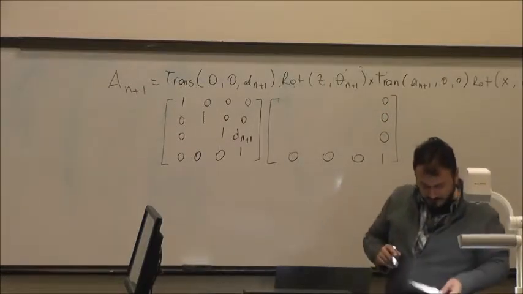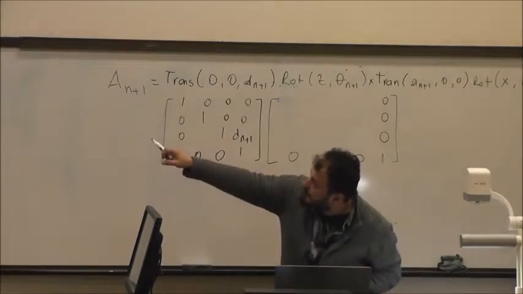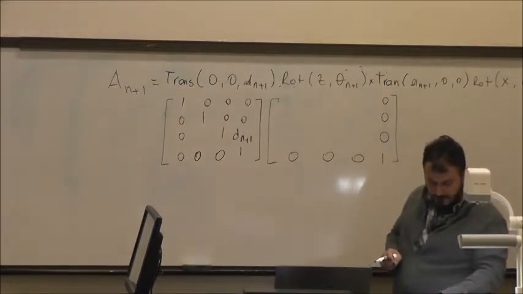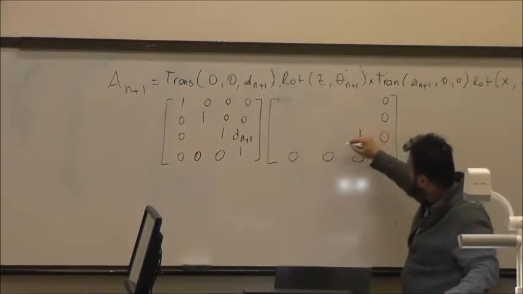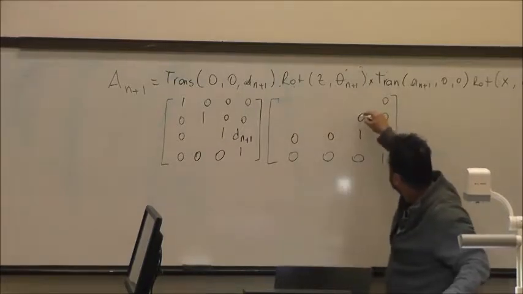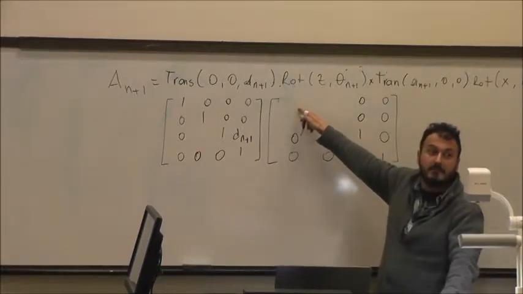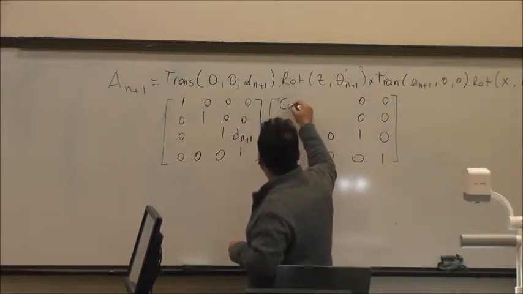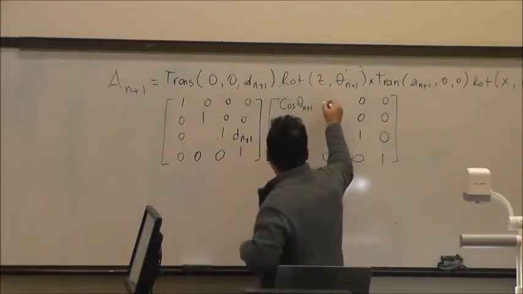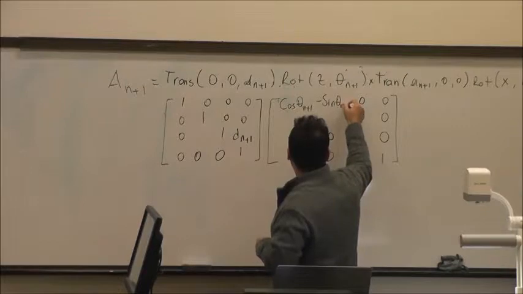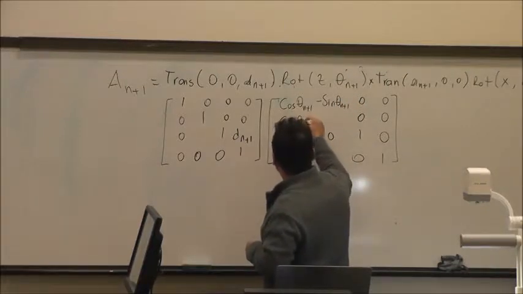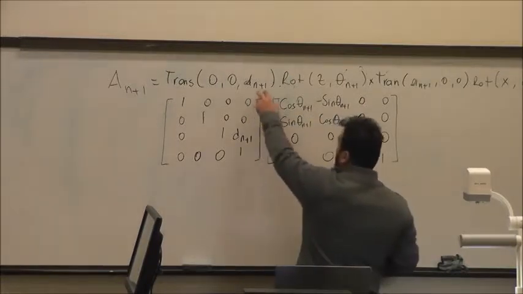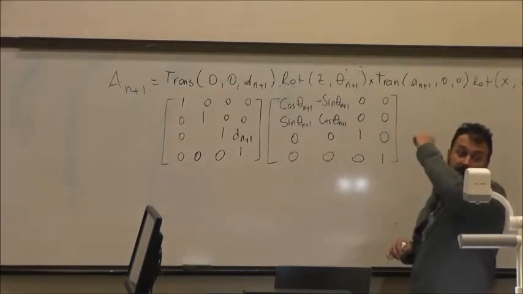And here, the rotation is with respect to Z, right? And the amount is theta n plus 1. So, I have my Z here. 0, 0, 0, 0. Here, I have cosine and sine of theta n plus 1: cosine theta n plus 1, minus sine theta n plus 1, sine theta n plus 1, and cosine theta n plus 1. So I'm done with this first part, the first limb.